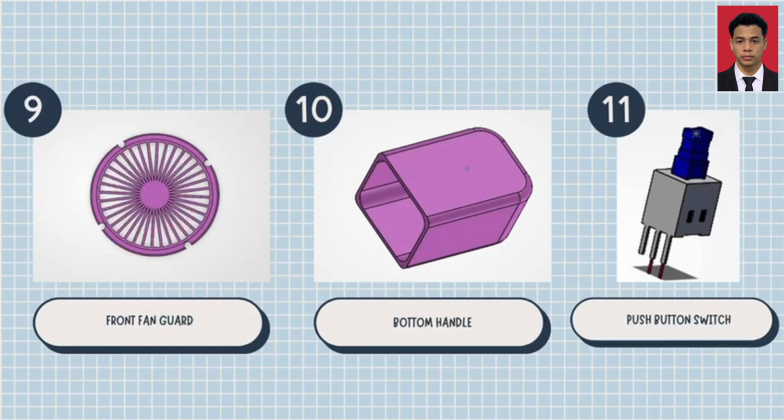This slide shows the final 3 components. The front fan guard protects the user from the rotating fan blade. The button handle provides a comfortable grip when holding the fan. The push button switch controls the fan operation by turning it on or off. This completes the 11 components used in our CAD model.